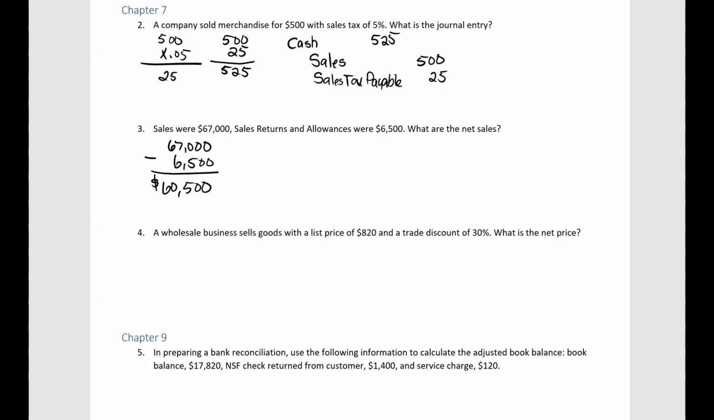Number 4. A wholesale business sells goods with a list price of $820 and a trade discount of 30%. What is the net price? This is going to be similar to number 2. We're going to take the $820 and multiply it by the 30%. We get $246. Take the 820, subtract the 246 discount, and you get $573 net price.